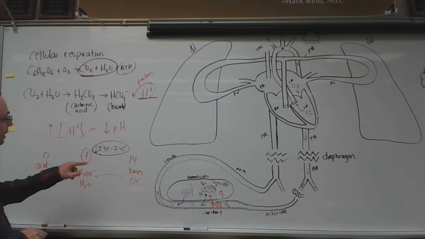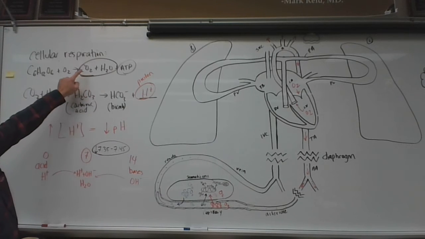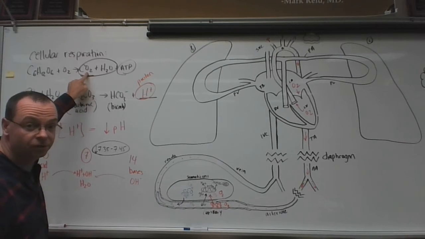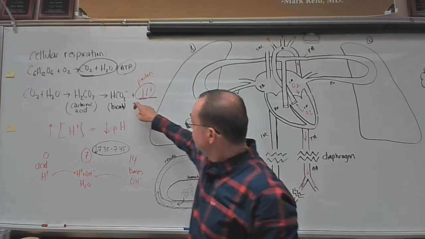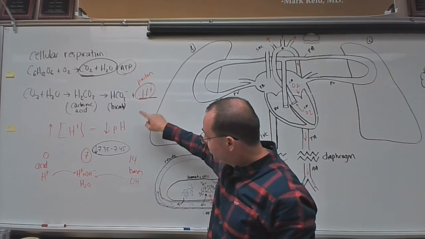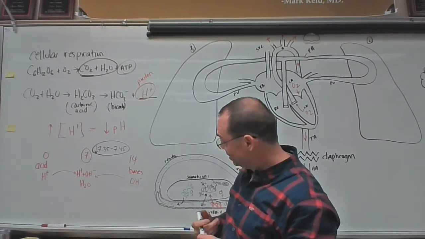So what happens, we need to get rid of this CO2. If we don't get rid of the CO2, it's going to combine and we're going to drop our pH. And when you drop pH, this is bad because enzymes denature.